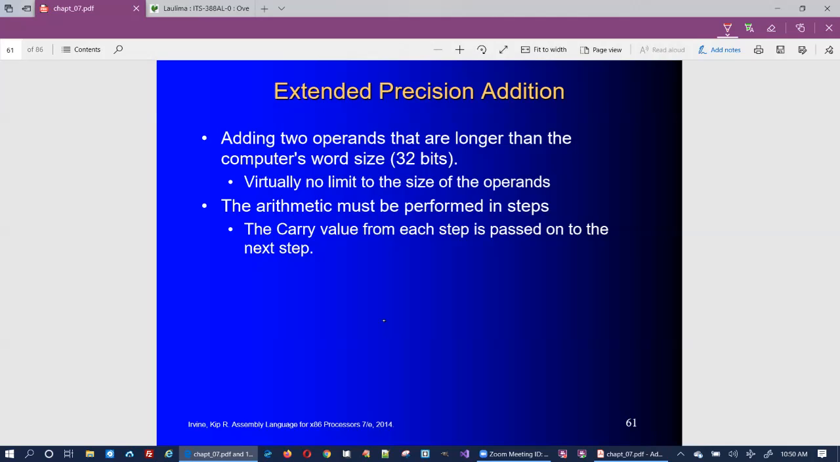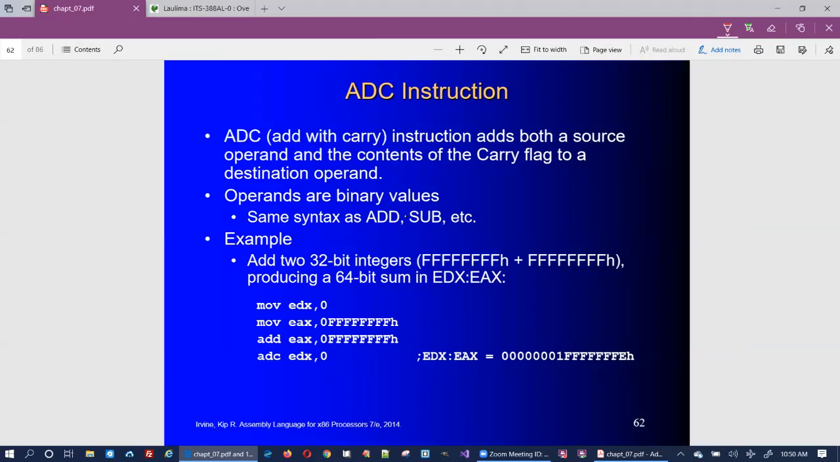With extended precision addition, we are adding two operands that are longer than the computer's word size. So we're adding operands that are bigger than 32 bits, usually some multiple of 32 bits. And when we do this, there's virtually no limit to the size of the operands. But the arithmetic must be performed in steps, just like when we're doing addition by hand, and there may be a carry value that gets passed down to the next step.